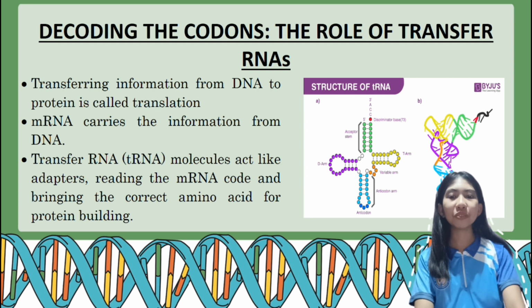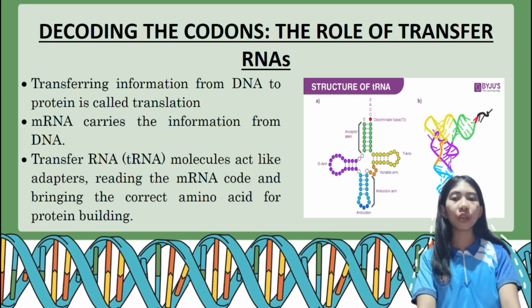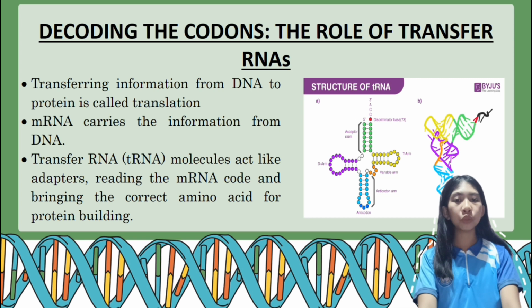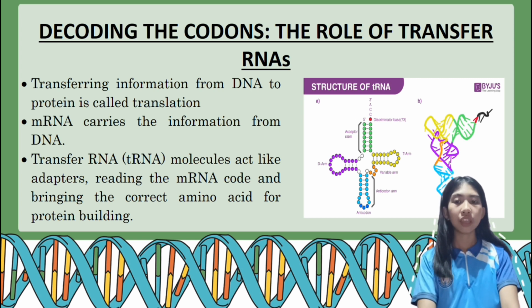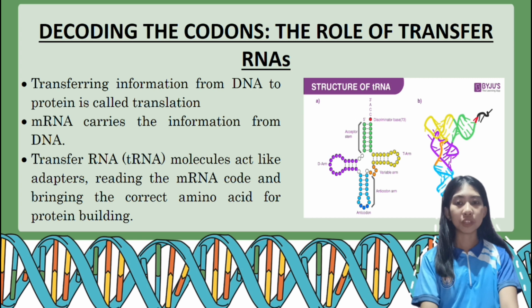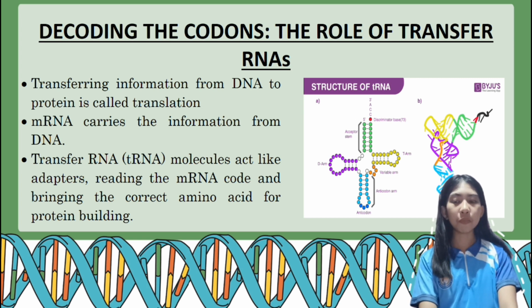So let's now proceed to the next slide, which is decoding the codons, the role of transfer RNAs. Transferring information from DNA to protein is called translation. mRNA carries the information from DNA. Decoding the information in an mRNA is accomplished by transfer RNAs, which act as adapters. This transfer ribonucleic acid helps decode a mRNA or messenger RNA sequence to become a protein sequence.